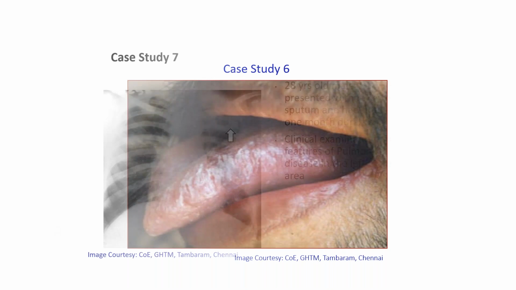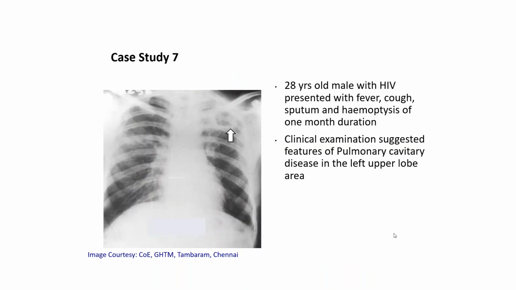Let's go to stage 7. So this is a 28-year-old male who presented with fever, cough, sputum, hemoptysis, and the upper zone of the chest X-ray is suggesting a cavity in the left upper zone area. So suppose this is TB, which is the most likely diagnosis. Remember, it can also be fungus. But if it is TB, it is what kind of TB? It is pulmonary TB. So if it is pulmonary TB, what stage?